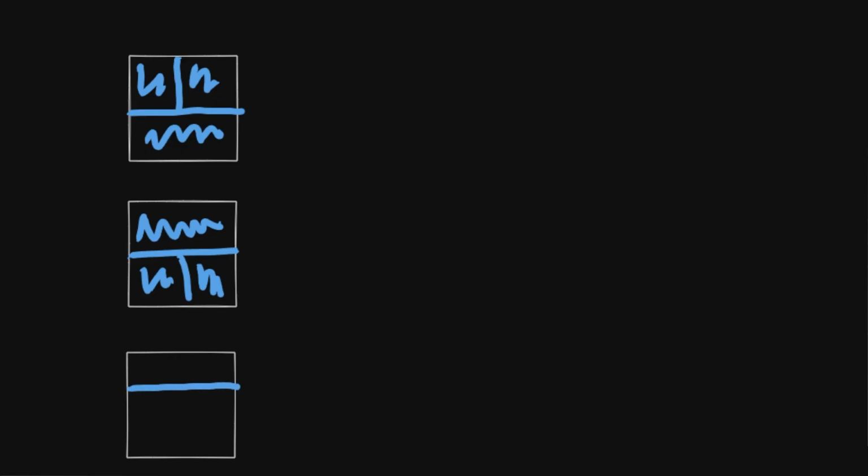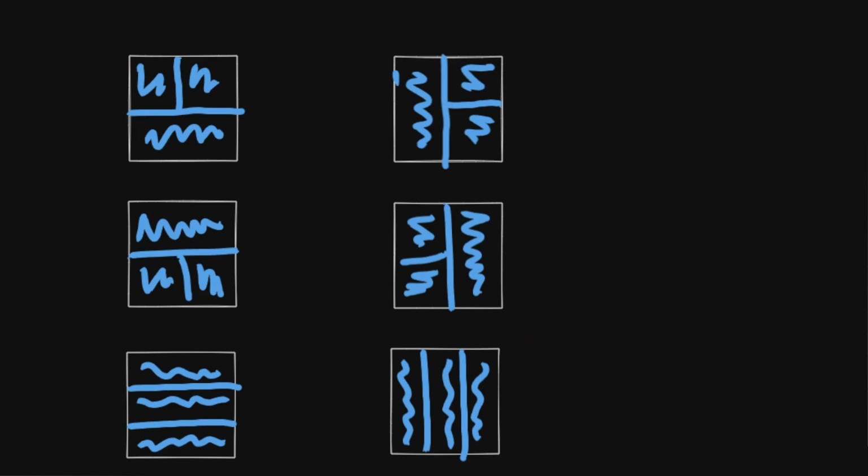We can have 2 rectangles on the top and 1 on the bottom. We can have the opposite, meaning 1 big rectangle on top and 2 rectangles on bottom. We can also have 3 rectangles, 1 on top of each other like this. We can also have this, 1 big rectangle on the left and 2 on the right, or this, 2 rectangles on the left, 1 on the right, or this, meaning 3 different rectangles from left to right.